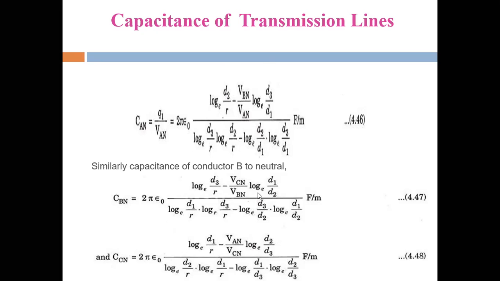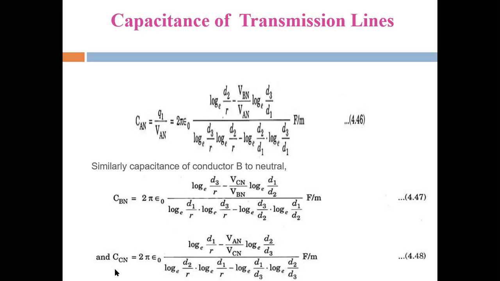Log e, D3 is the D1, D1 is the D2. By log e, D3 by R. Log e, D2 is replaced with the D3 by R minus log e. D2 is represented with the D3, D3 by D2, D1 is represented with the D2 into log e. D1 is represented with D1, so D3 is represented with D1 and D1 is represented with D2.